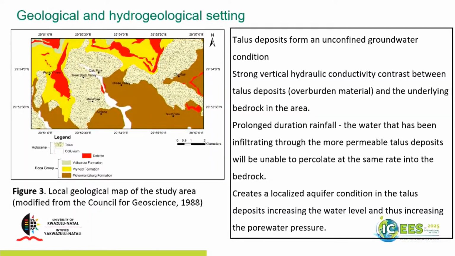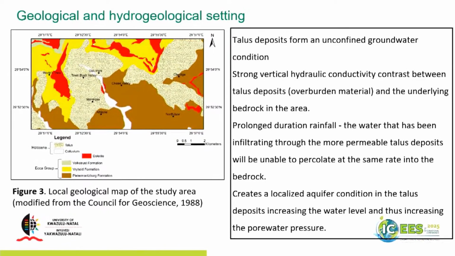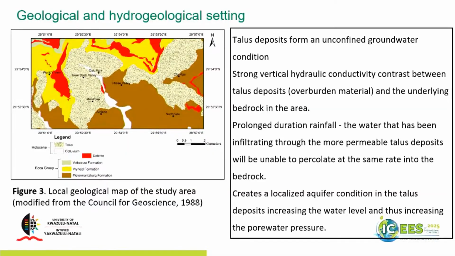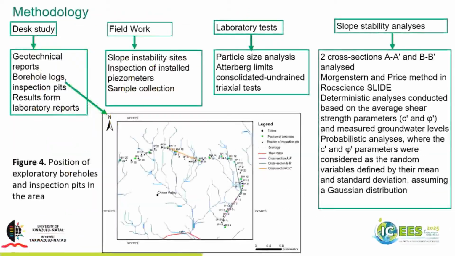And where you have prolonged duration rainfall, the water that has been infiltrating through the more permeable talus deposits will be unable to percolate at the same rate into the bedrock. So this creates a localized aquifer condition in the talus deposits, raising the water table and thus increasing the pore water pressure, causing the slope to become unstable.